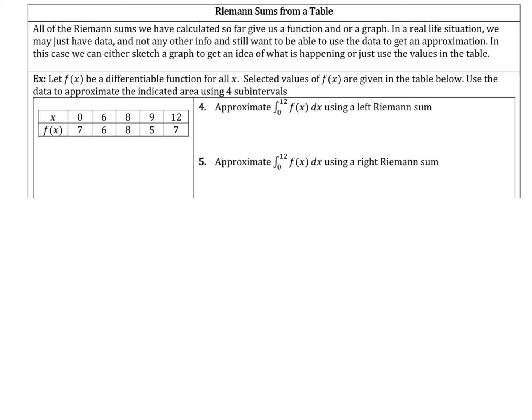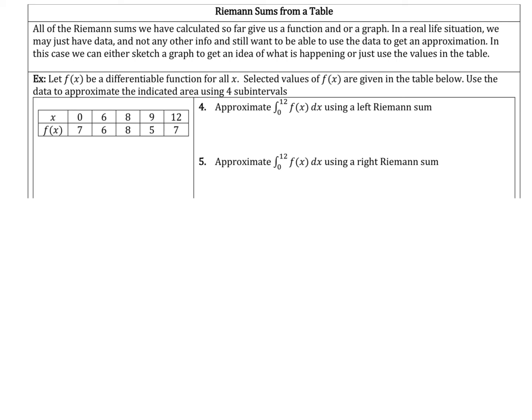In this case, we could either take the information that we're given and sketch a graph, which is a logical approach to take, although it may be time-consuming to sketch a graph so that you can come up with rectangles and find the area. The alternative is that we can use the information in the table as is to come up with the subintervals and the heights of the appropriate rectangles in order to calculate that area. And that's what we're going to practice here.